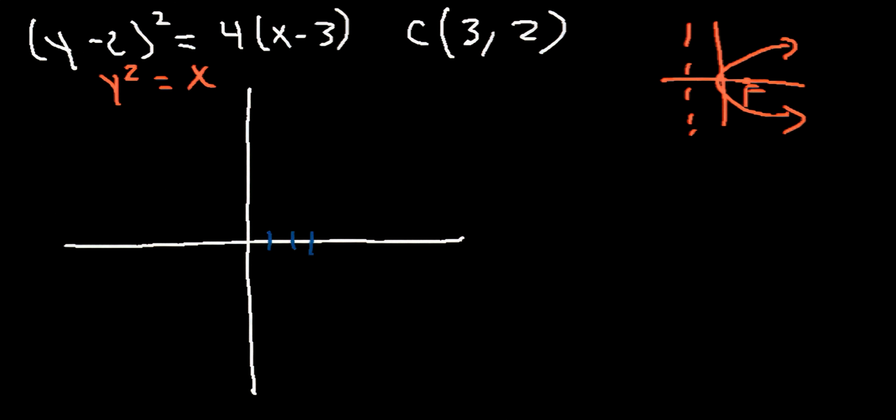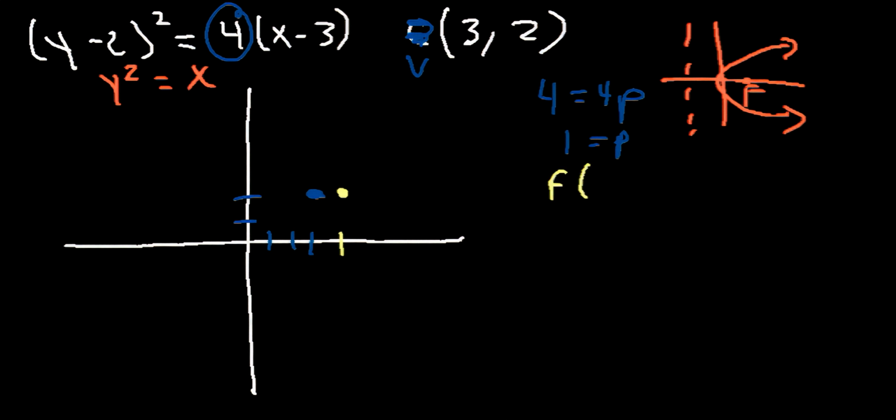So we need to go 3 units to the right, up 2 units. So that's the, I keep saying the center, but I meant the vertex. So now we need to find p. Whatever this number is, set it equal to 4p. So therefore p is 1. And since it opens to the right, we need to go 1 unit to the right. That gives us the focus.